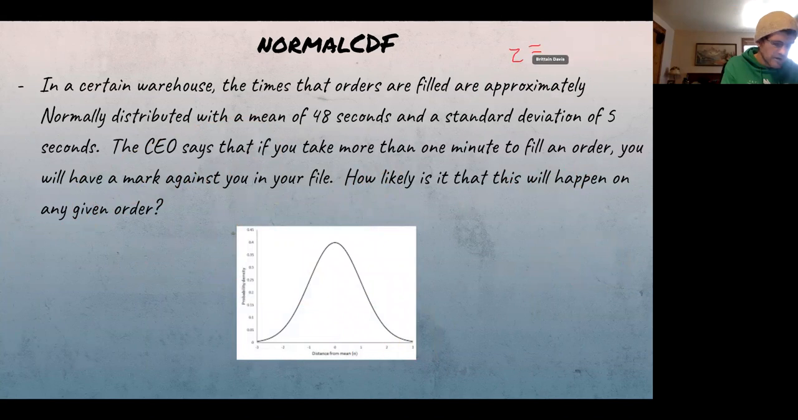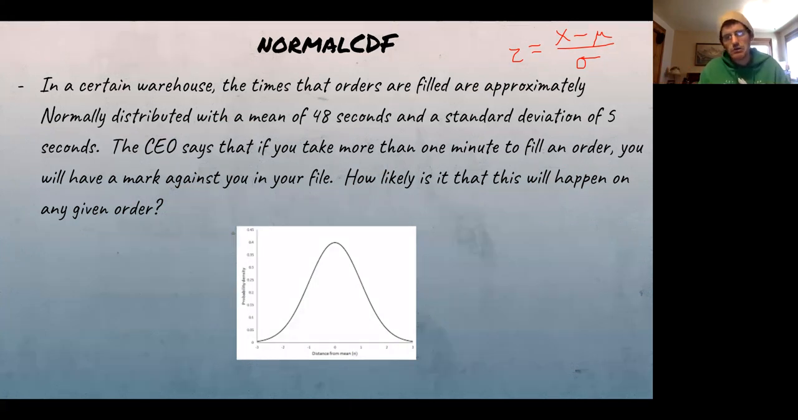So we're going to keep working with the same basic scenario, but we're going to change things a little bit. Everything's the same, but now the CEO says that if you take more than 1 minute to fill an order, you will have a mark against you in your file. How likely is it that this will happen on any given order? We're going to assume that every order is equally random.